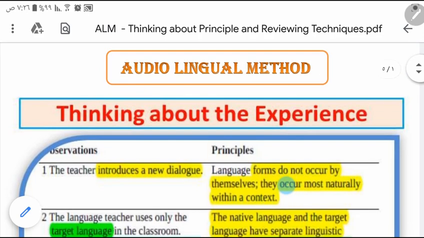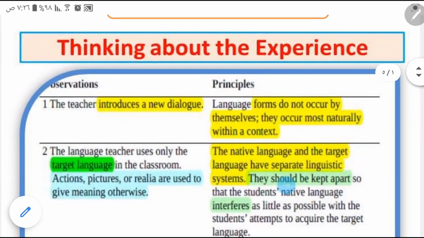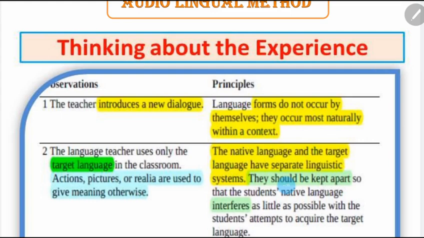Okay, we're still in the audiolingual method, and today we are going to talk about thinking about the experience, and we'll start with the observation and what are the principles that we can get from each one of these observations. The teacher introduces a new dialogue. Language forms do not occur by themselves. They occur most naturally within a context. So it's important that the teacher presents a dialogue because language occurs in a context.